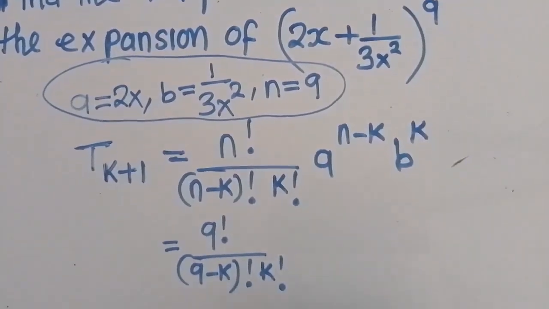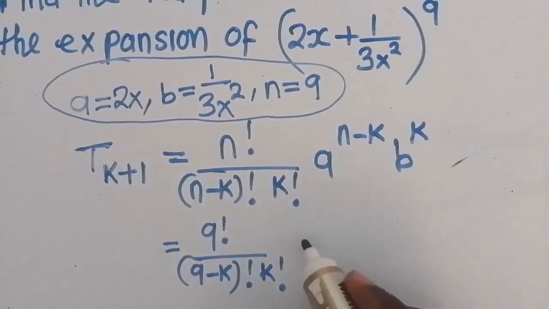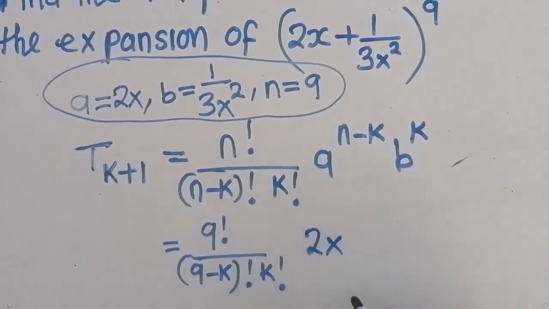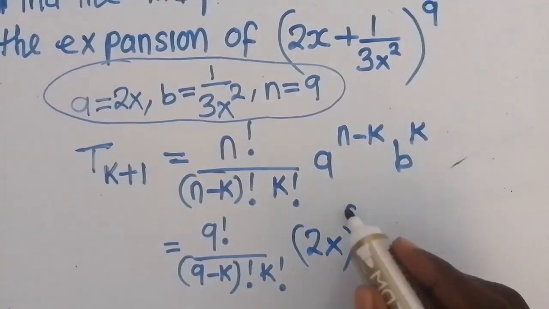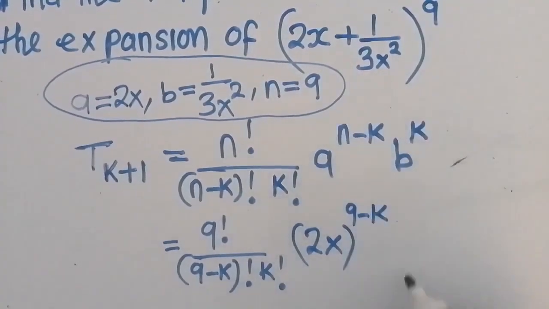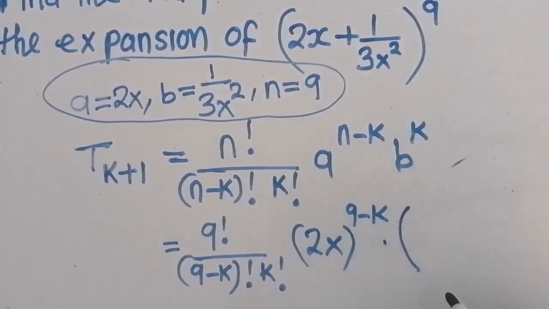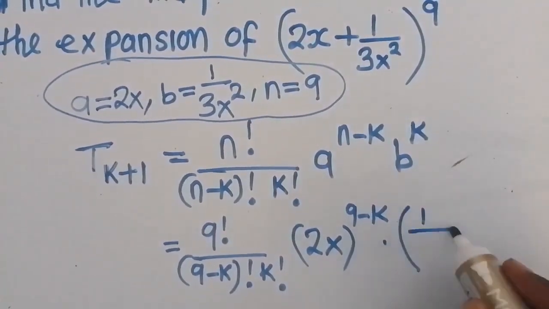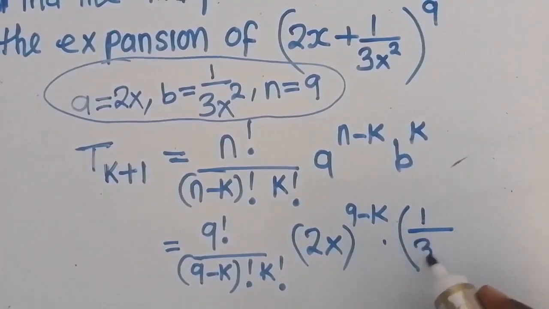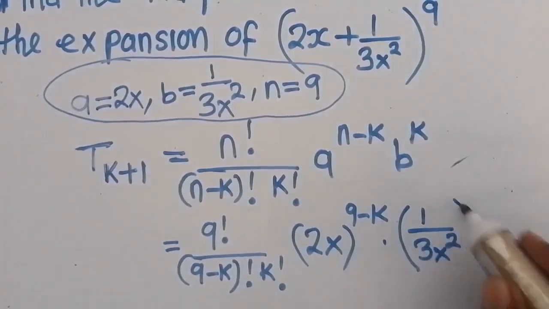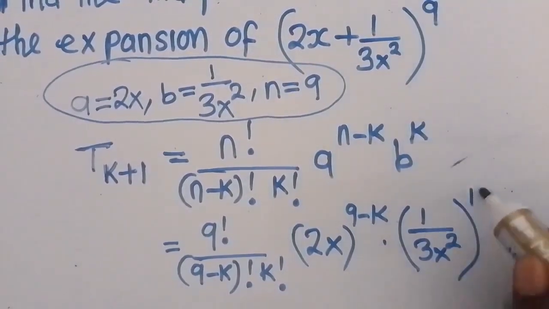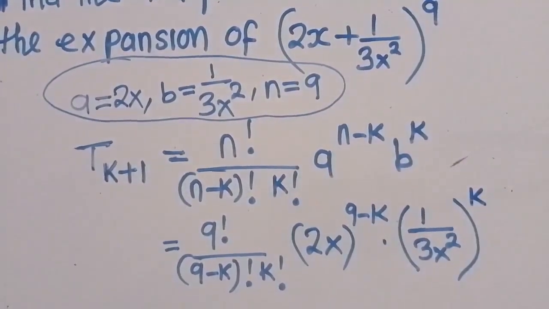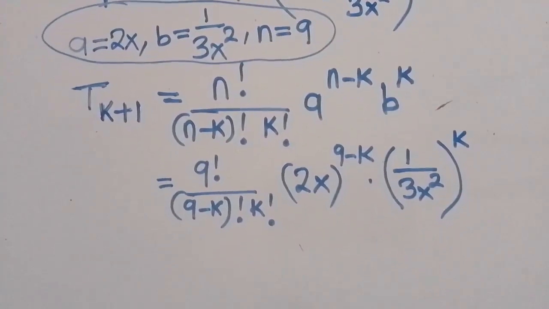What is my a? My a is 2x, raised to the power 9 minus k. What is my b? Getting the data which is there, there is a multiplication, then 1 over 3x², with power k, like this. This is what you are going to do.